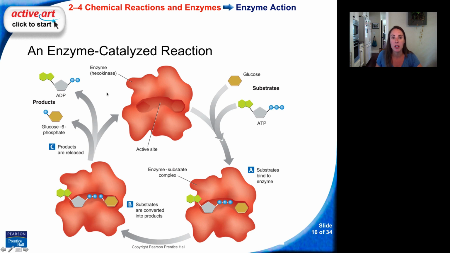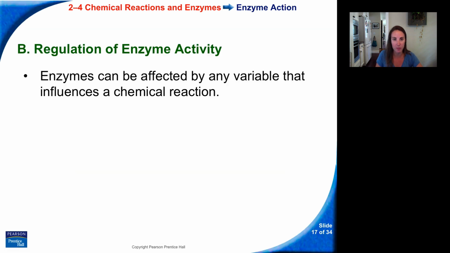So here's the reaction. Here's hexokinase. Here's the active site where the substrates bind. Here are the substrates, glucose and ATP. They bind to the enzyme. They're converted to products, so their bonds are rearranged, just like in a regular chemical reaction, and the products are released. You get glucose 6-phosphate and ADP as the products of this reaction.